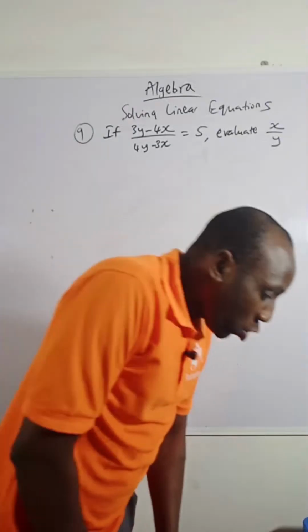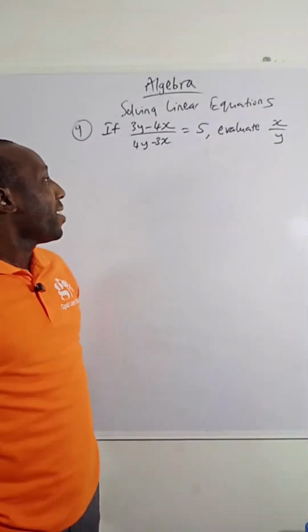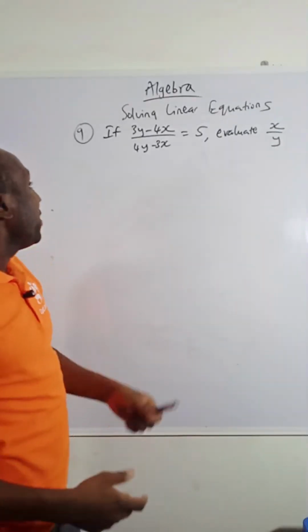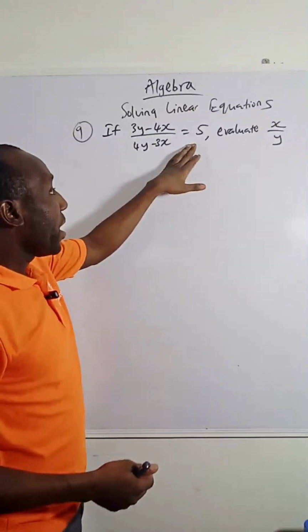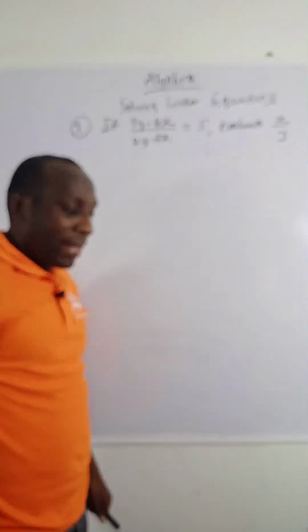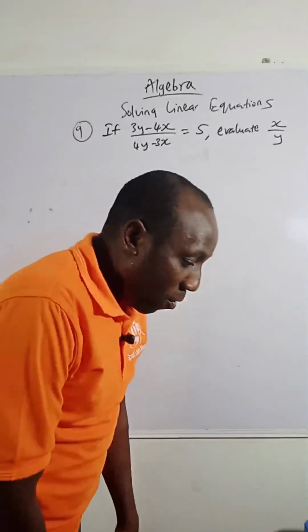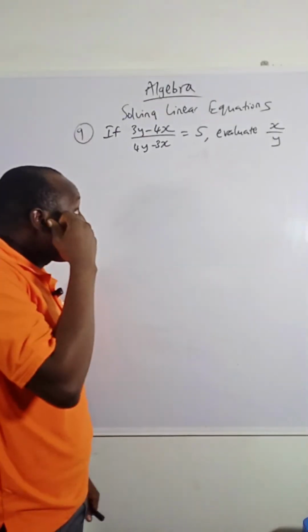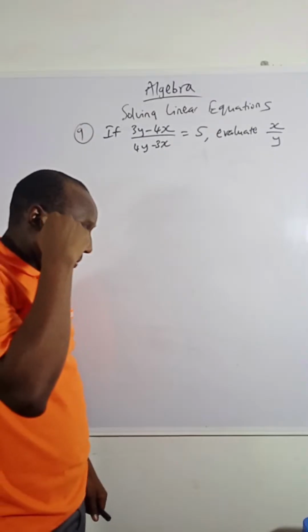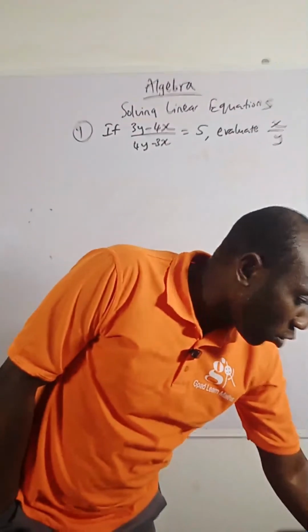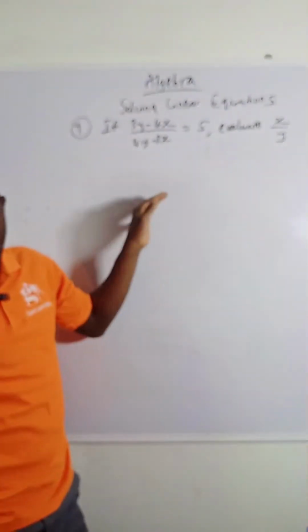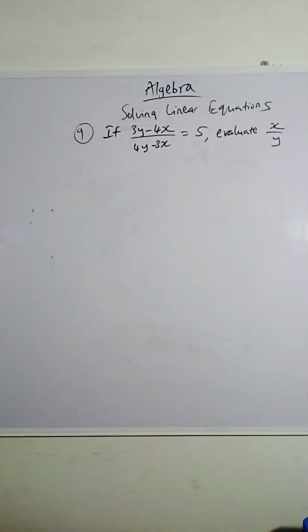How many of you can do this? This is quite an interesting question. It said if 3y minus 4x over 4y minus 3x is equal to 5, evaluate x over y. If you can do it, give it a try. Let me wait for 1 or 2 minutes for you to give this a try, all right? So go ahead and do that. I'm still here. I'm going nowhere.